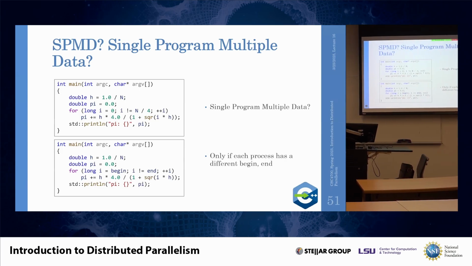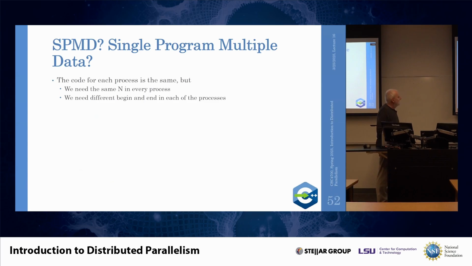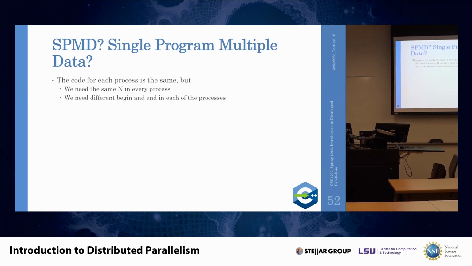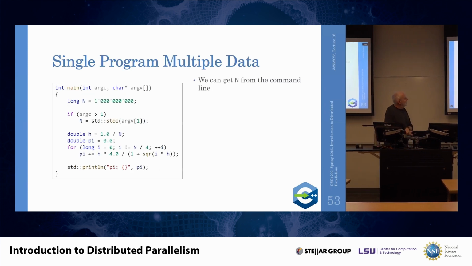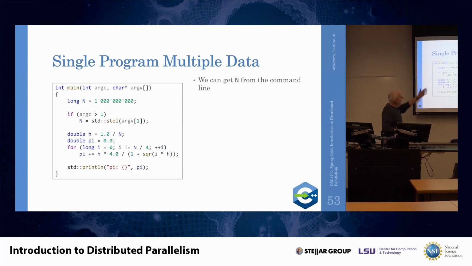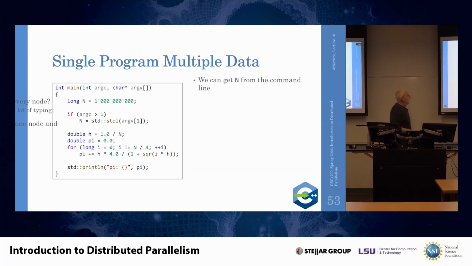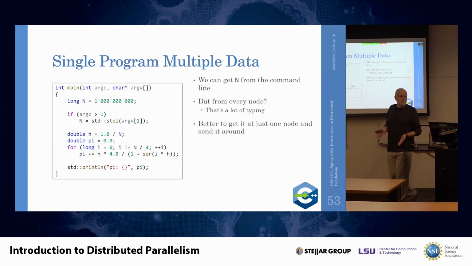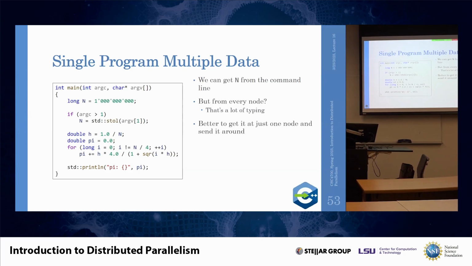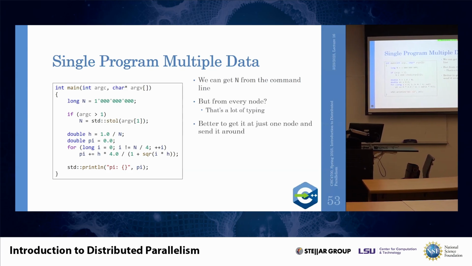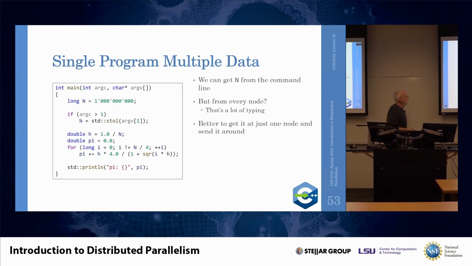So begin and end have to be different. Again, the question: how do we do that? Well, apparently we have to do something additionally. We need a different begin and end for each of the processes, and we can achieve that by saying, okay, we could get n from the command line first, because n has to come from somewhere. But should we get n from all command lines? Probably not. You don't want to type 10,000 command lines with an n on it, right? So it's better to get it at one node and send it around to the others. So you have to pass it on one command line only.